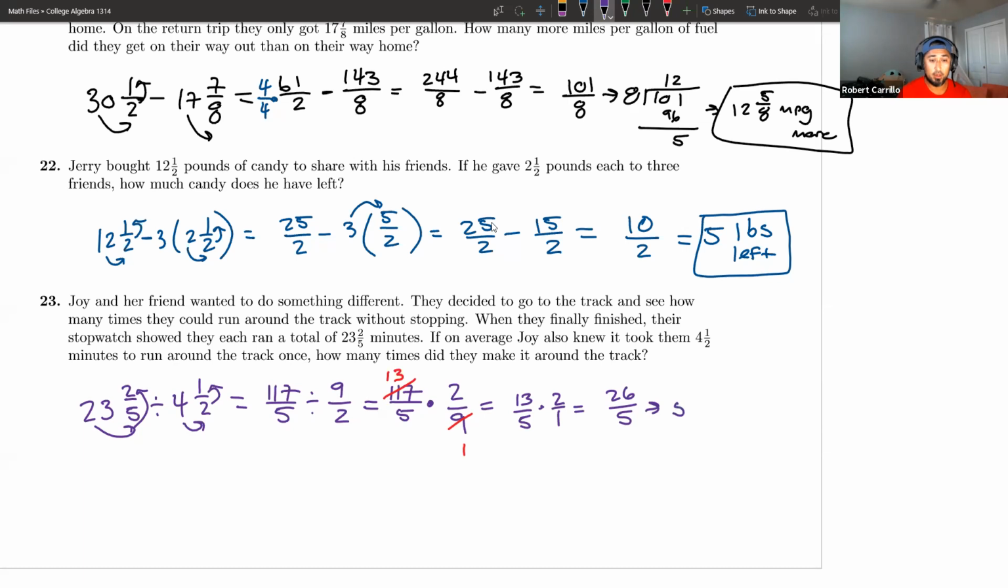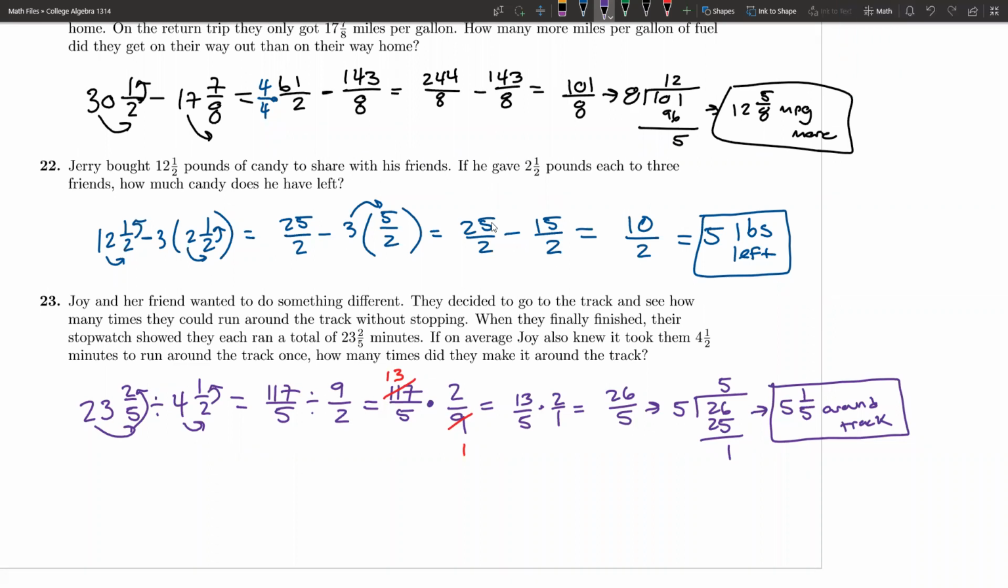So long division, 5 into 26. We know that goes 5 times. 25 with the remainder of 1. And we get our answer as 5 1/5 minutes, right? Or how many times did they make it around the track? Let's see. When they finished, their stopwatch showed they ran that many minutes. It took them 4.5 minutes to run around the track once. How many times did they make it around? Oh, they made it 5 1/5 times around the track. All right, I'll just say around track. All right, and there you go.